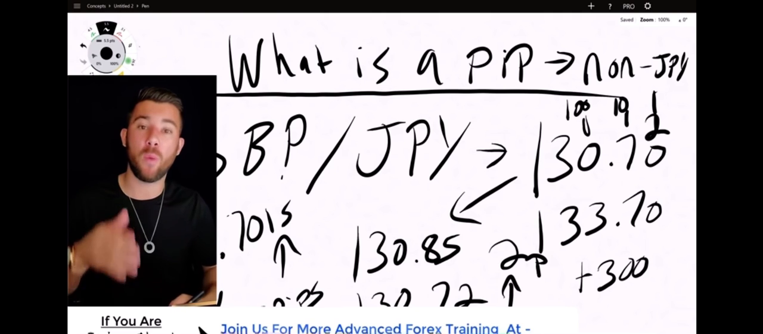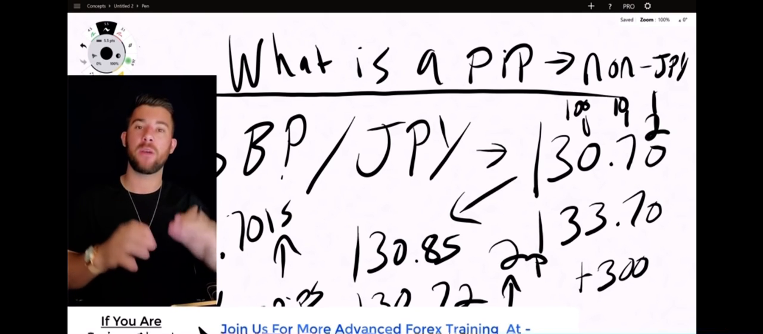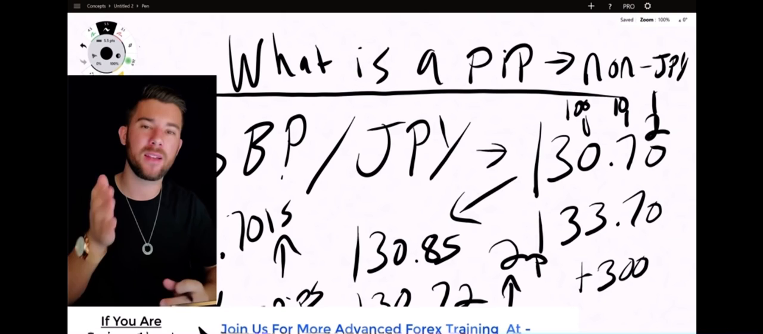And up next, we're going to talk about what is the actual value for each pip, how to calculate order size, and a little bit about leverage.